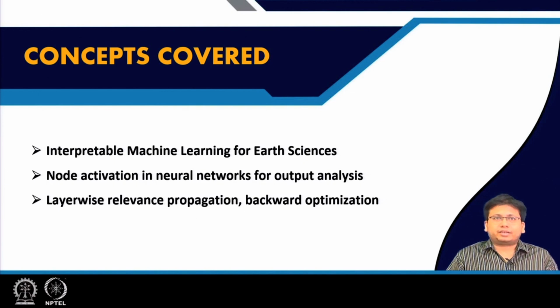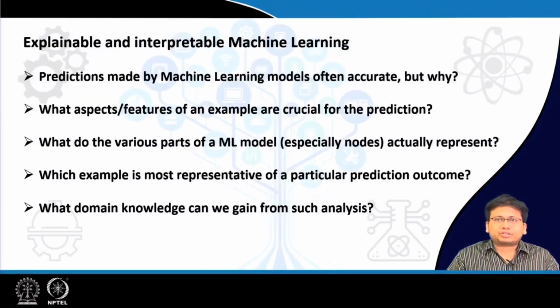Secondly, in the case of neural networks, how node activation can be used for the analysis of input and output, and based on that we will see other concepts like layer wise relevance propagation, backward optimization, etc. These are all concepts related to neural networks, which are related to making sense of how a neural network makes its predictions. So, first of all, what is explainable or interpretable machine learning?